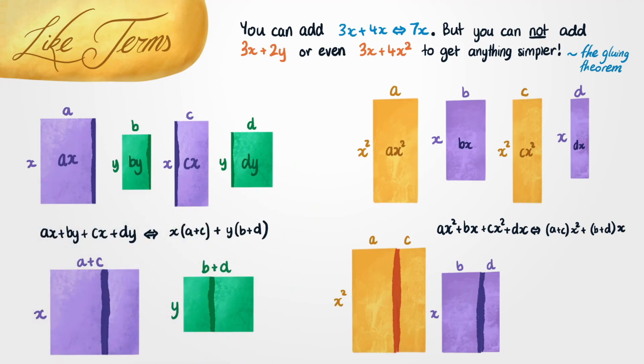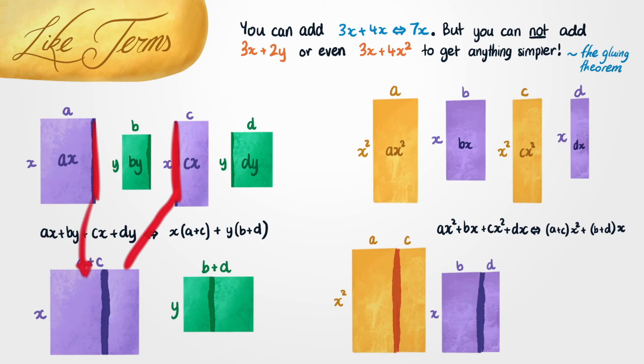Okay, so I'd just like to summarize this lesson before saying goodbye for the day. In this lesson, we learned that you can add 3x and 4x together to make 7x. But if you try adding 3x plus 2y, or 3x plus 4x squared, you cannot simplify them. Now, the reason you can't simplify them is because you can't actually glue them together. We said that you can only add things together if they have a common side, and that allows you to glue them together to make a single object as we've shown here.